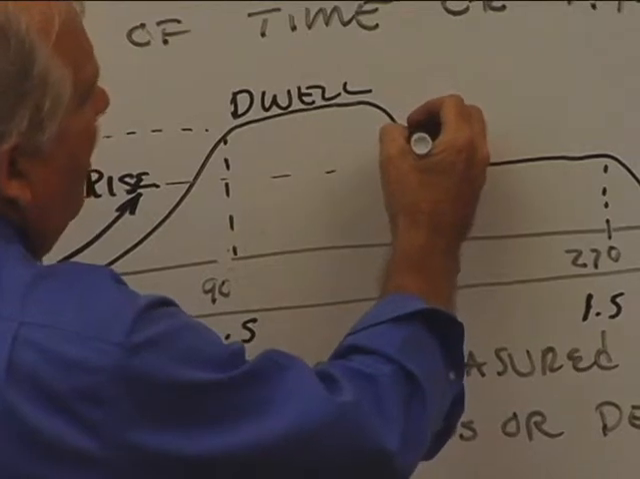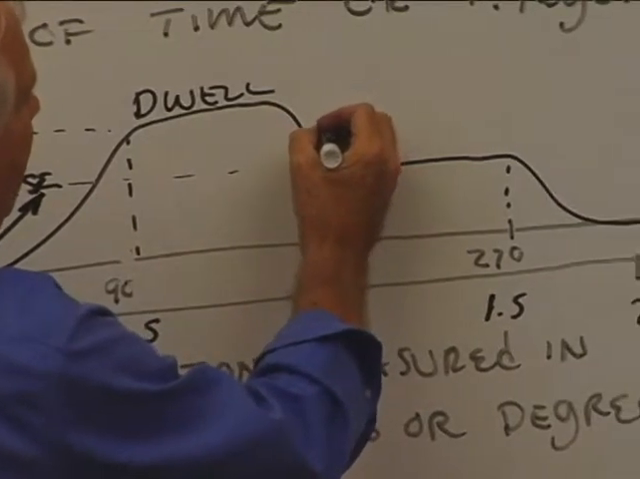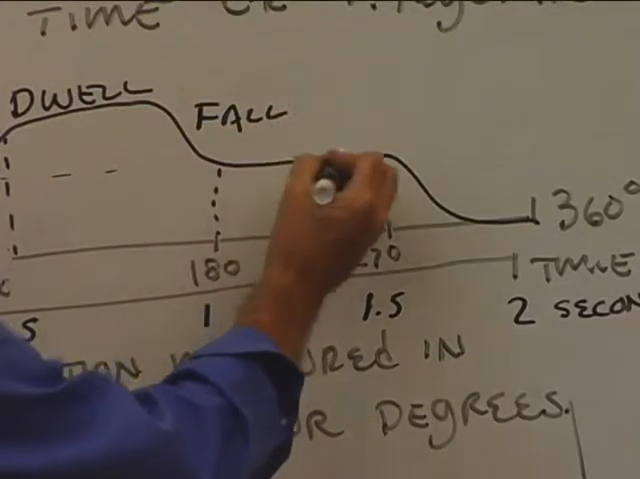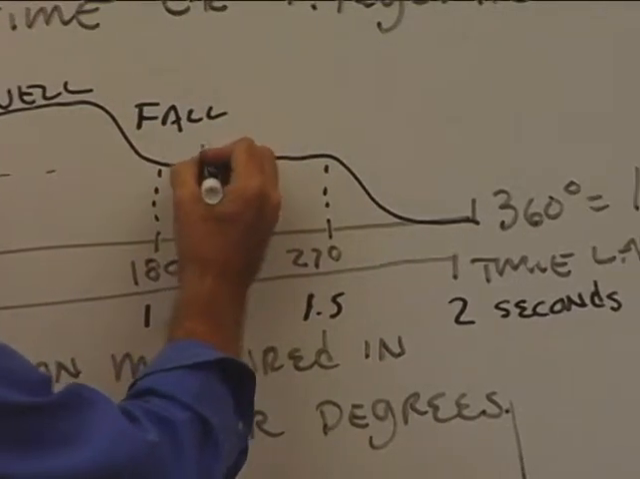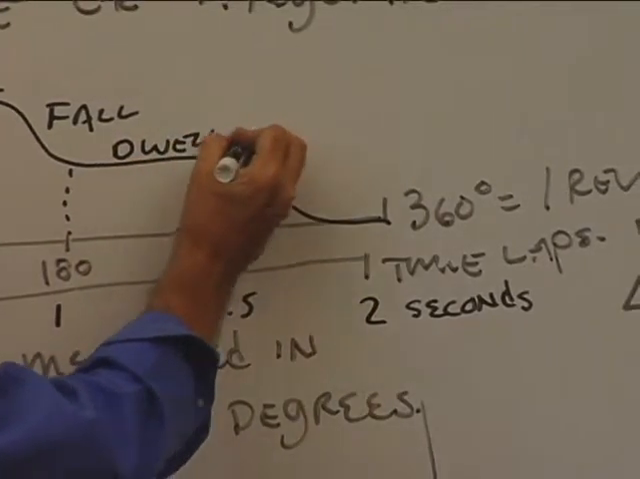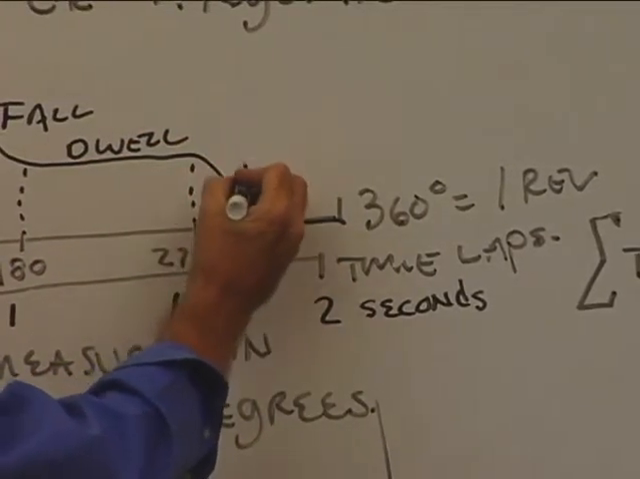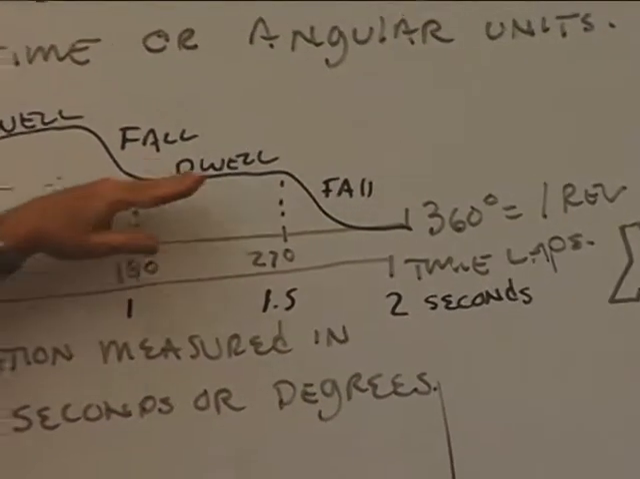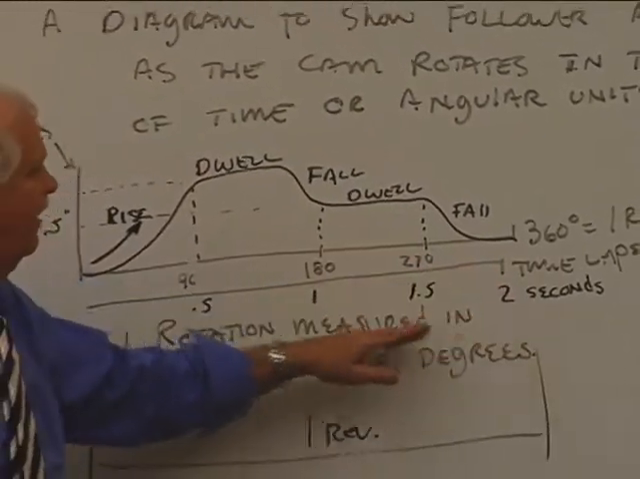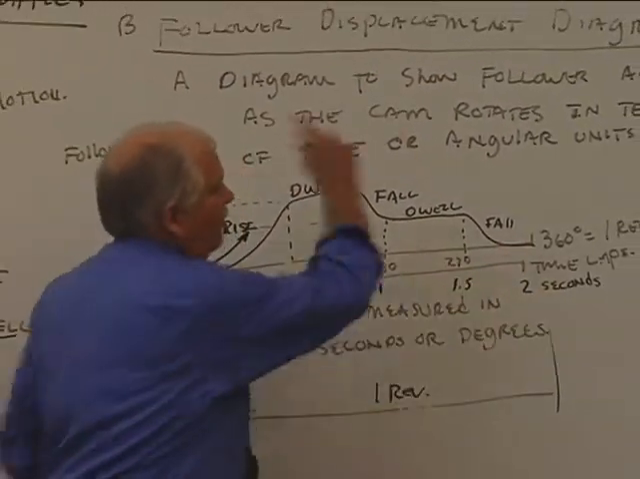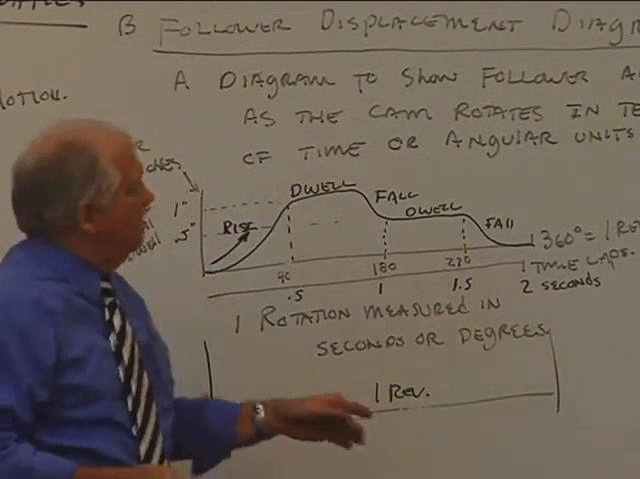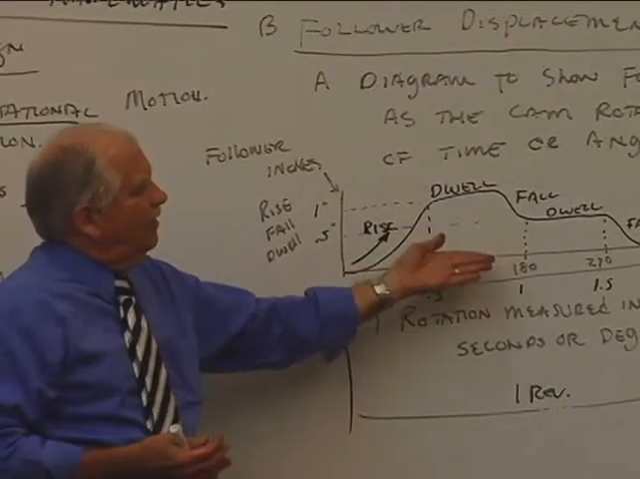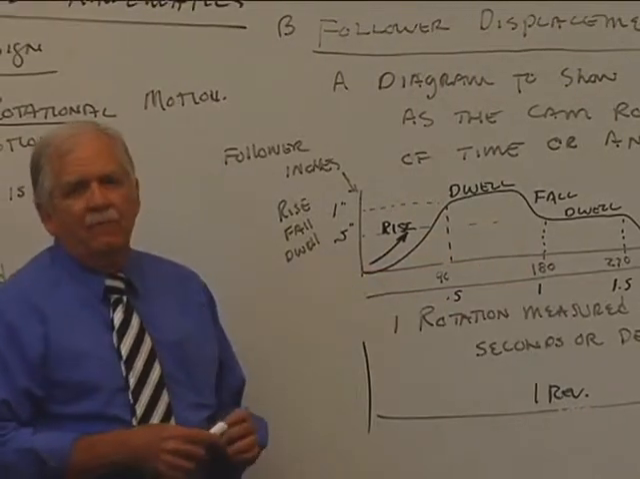And then here, as it approaches 180, it starts to fall. And then as it gets to 180, it dwells again. And then as it gets to 270, it falls again. So it's rising, dwelling, falling, falling. That will take you through one revolution, and then it repeats itself. It goes around again. So describing the motion of the follower is easily understood in this kind of diagram.